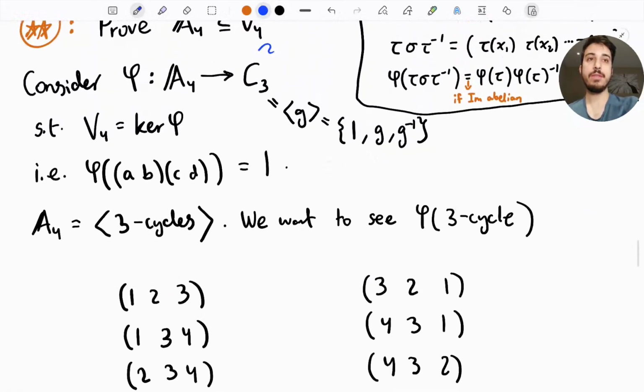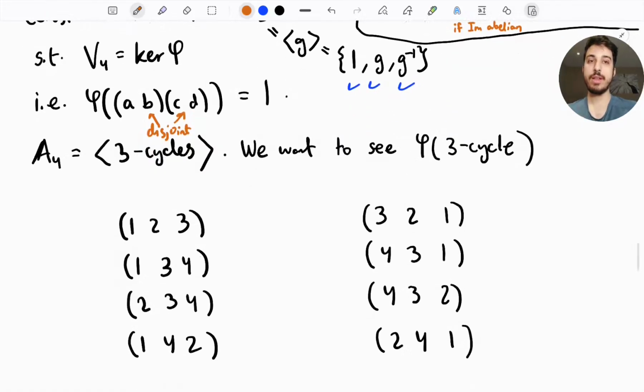Since C3 has only 3 elements, there are only 3 possibilities for where phi sends each 3 cycle: either the identity, or g, or g inverse. But we've said the identity is only for double transpositions, which are made of disjoint transpositions, with no elements in common. None of these 3 cycles is made up of disjoint transpositions, so none of them is sent to the identity. They are either sent to g or g inverse.